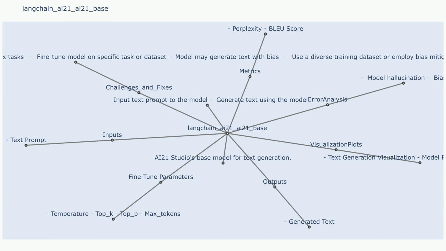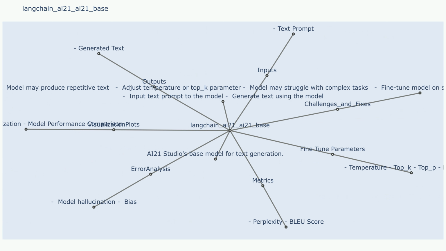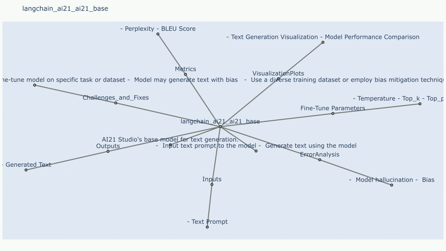Metrics. Perplexity. This metric measures how well the generated text aligns with the probability distribution of the AI21 base model. Lower perplexity indicates a more coherent and fluent response. Fluency measures how smoothly and naturally the generated text flows.